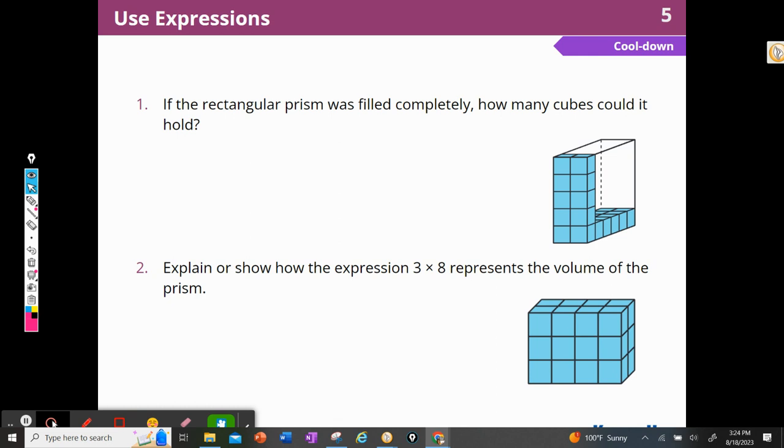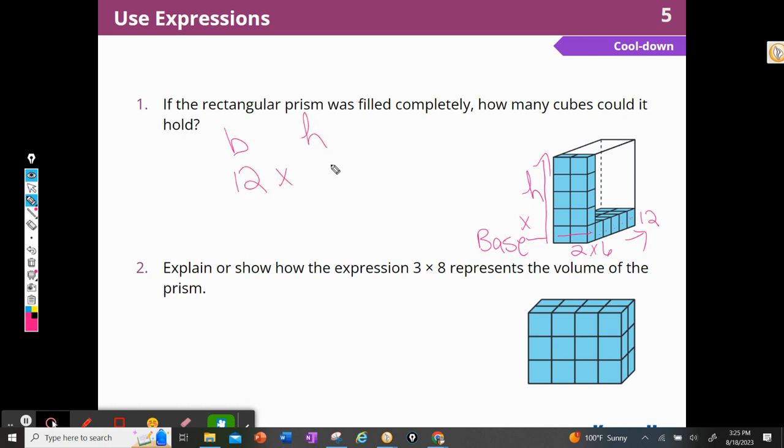Okay, here's our cool down. If the rectangular prism was filled completely, how many cubes could it hold? Well, today I learned that if I take one layer, find out how many is in that layer, and we call that the base, I just need to multiply by how tall it is, the height. Remember that? So let's find out how much is in this layer. There are 2 here, 4, 6, 8, 10, 12. Or we could say 2 times 1, 2, 3, 4, 5, 6. So the base has 12.